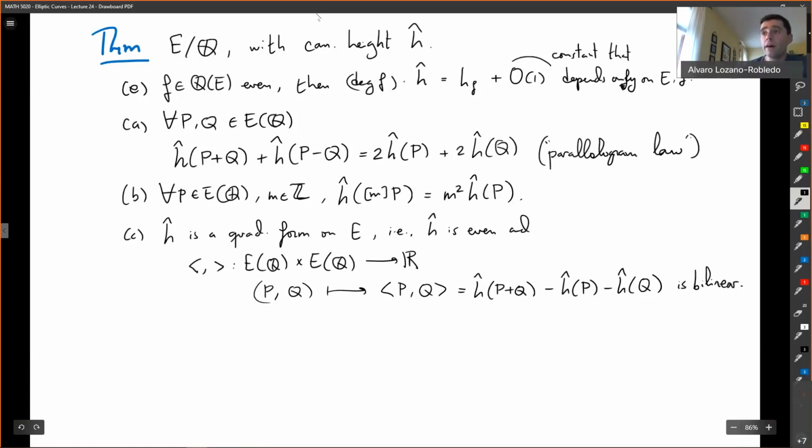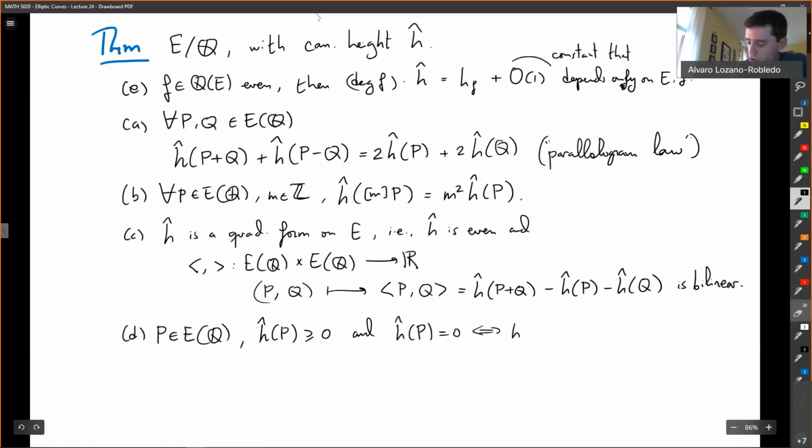All right, and the canonical height can tell apart torsion points. So the canonical height is always non-negative, and the height is 0 if and only if the point is torsion. Okay, I really like that one.